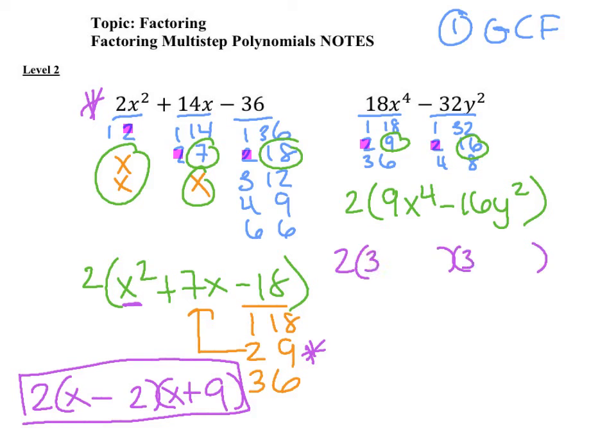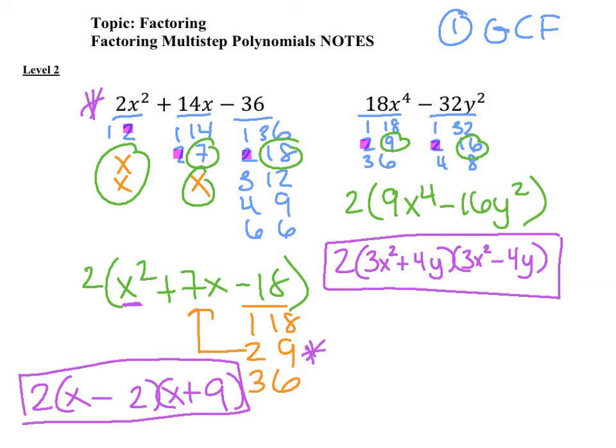That's 3 and 3. How do I get 16? That's 4 and 4. X to the 4th is going to be x squared and x squared. And then y squared is going to be y and y. Now because this is difference of squares, it's going to be a plus and a minus. So this is the factored form of the second polynomial.